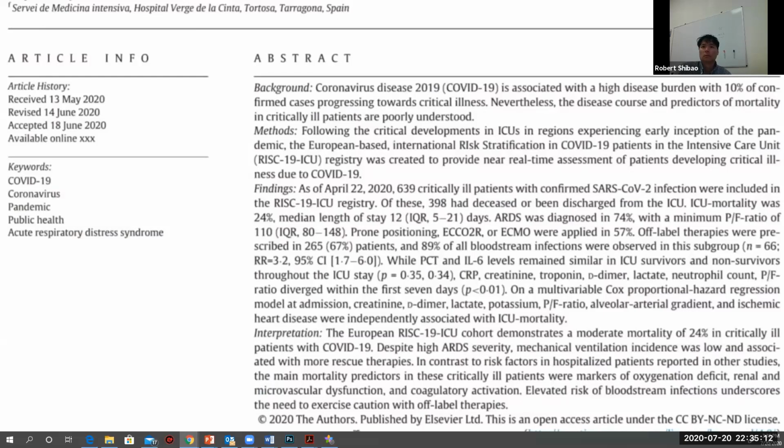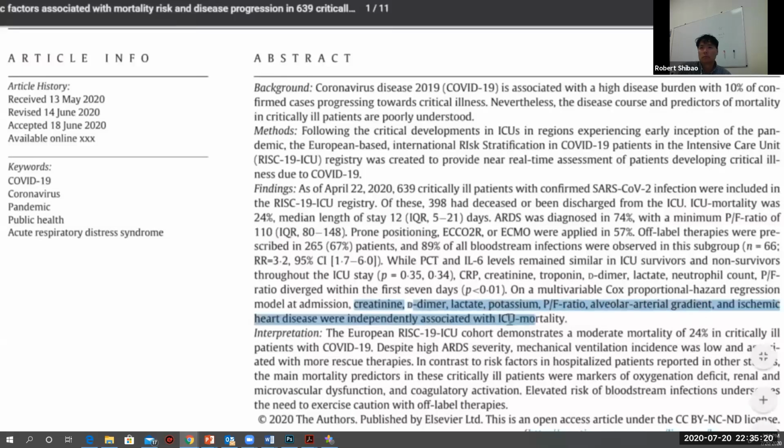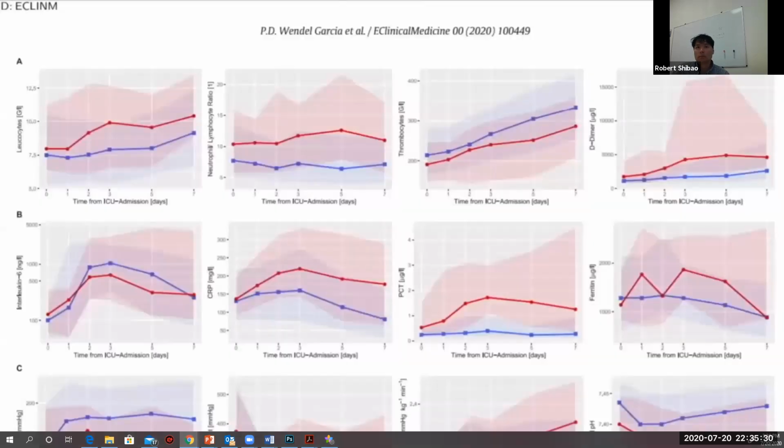What they came up with was that the patient's creatinine, D-dimer, lactate, potassium, PF ratio, AA gradient, and ischemic heart disease were all independently associated with ICU mortality. So let's take a look at those findings. As you can see here, they graphed it out, looking at day 0 all the way to day 7 in most of these cases.